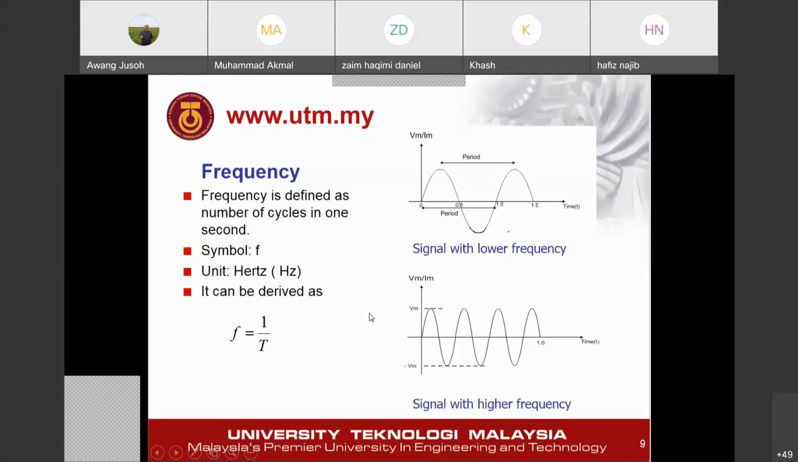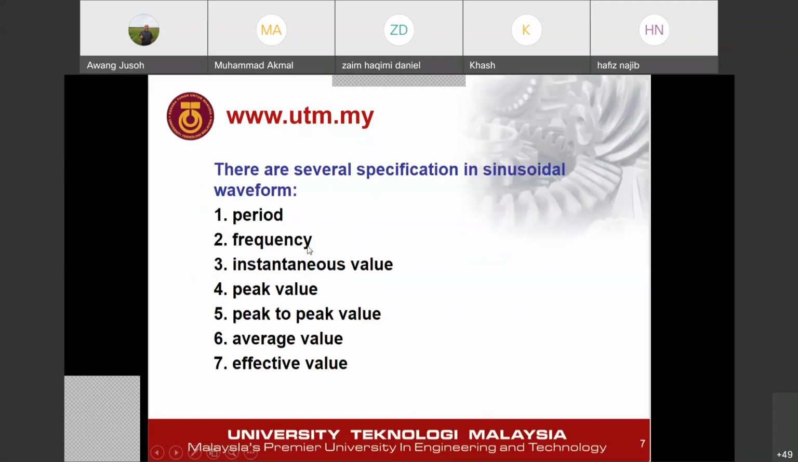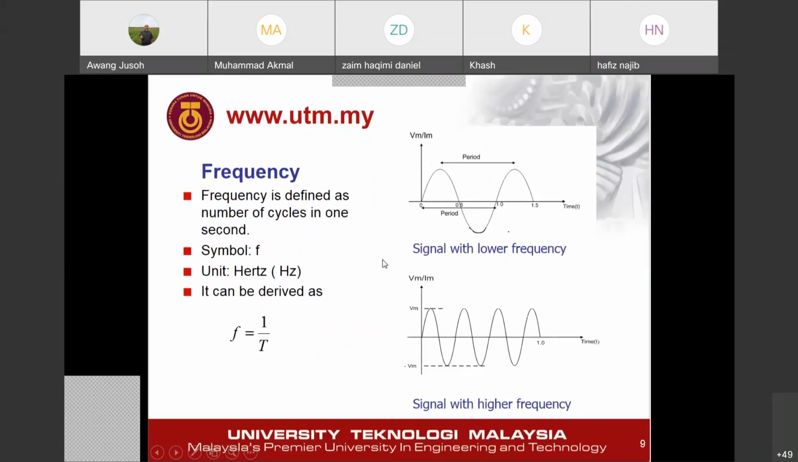What is the difference between frequency and period? This parameter is a must in the AC system. You must know this. You must differentiate between time, period, and also frequency. What else do you have here? Instantaneous value. What do I mean by instantaneous value?